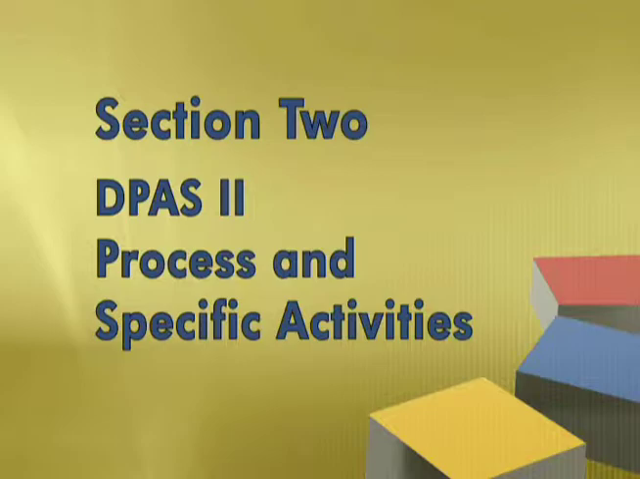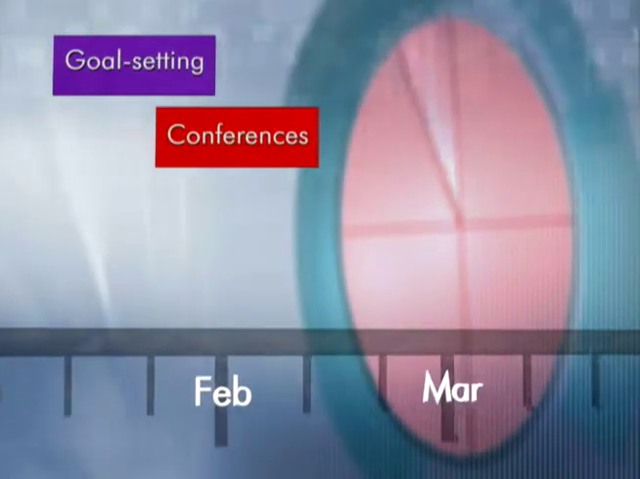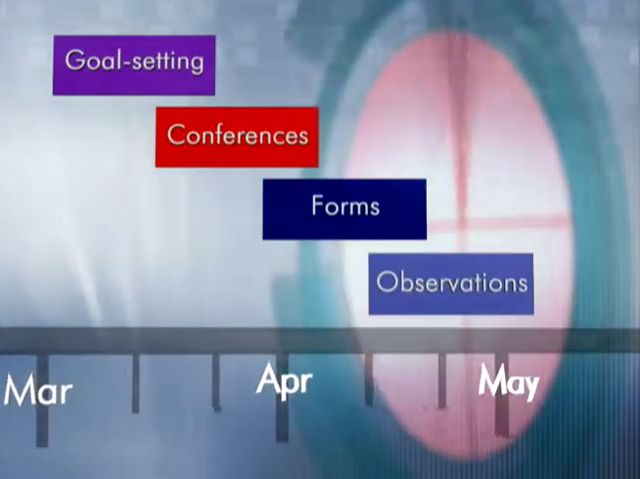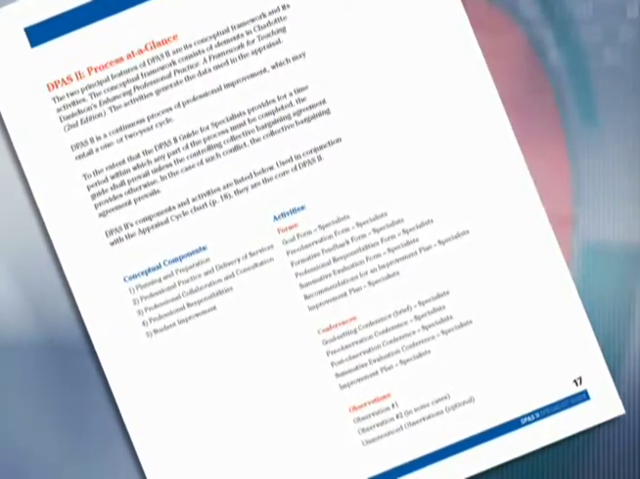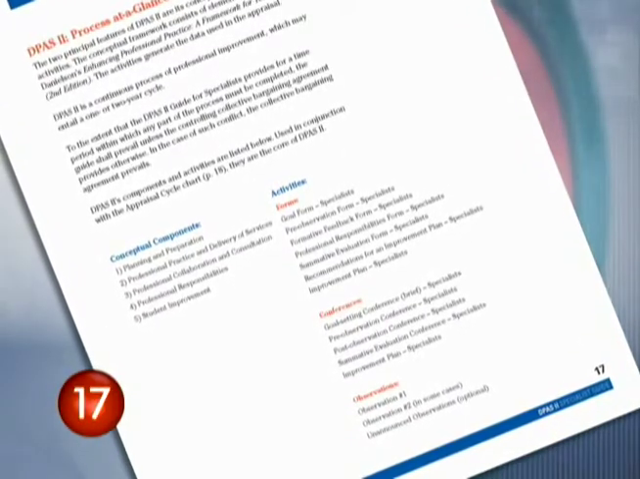Section 2, the process section, covers the specific activities required by DPAS II and how they are scheduled. DPAS II is a continuous process of professional improvement, which may entail a 1 or 2 year cycle. The time periods are suggestions, and you should refer to the guide for specific language regarding when any part of this process must be completed. First, we'll view the list of activities, then look at each in detail. The list is on page 17, under Process at a Glance in your guide.